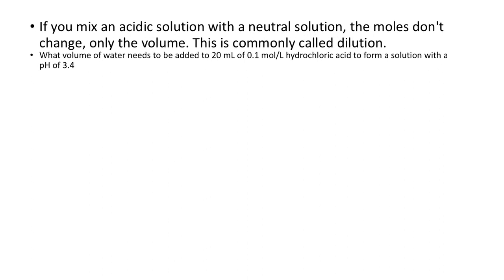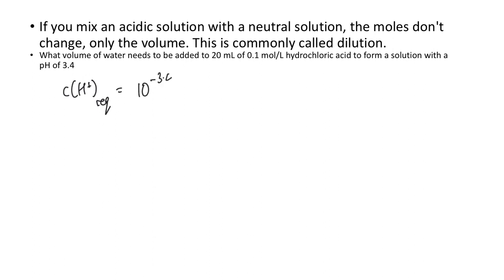Let's walk through this one. What volume of water needs to be added to 20 mils of 0.1 mole per liter hydrochloric acid to form a solution with a pH of 3.4? So you're going to say, what volume of water do you need to add to this to dilute it to that value? So what information can we work out? Well, we can work out the concentration of H plus required. Okay, that's from the pH of 3.4.